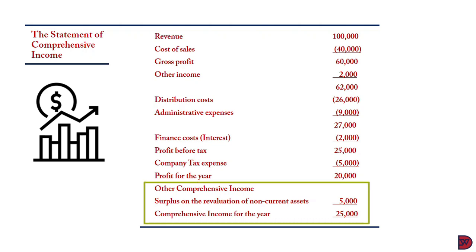Then the addition, which is the other comprehensive income. So if there's a surplus on revaluation from current assets, we bring them here, 5,000. When we add it to the profit for the year, then the comprehensive income for the year is 25,000. So it means that for a particular year, statement of comprehensive income captures every earning that the company receives from the operations of the business and from other activities, such as the revaluation of the assets.